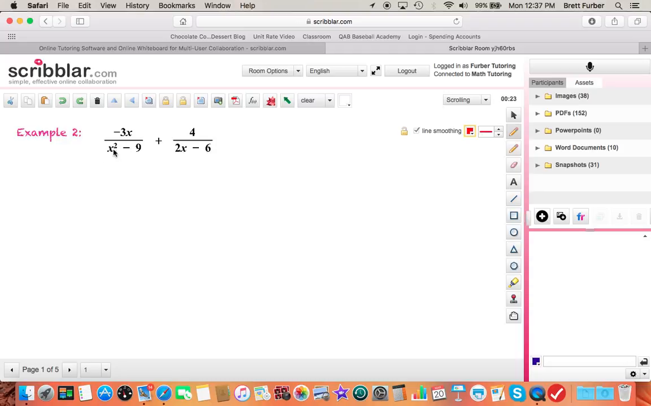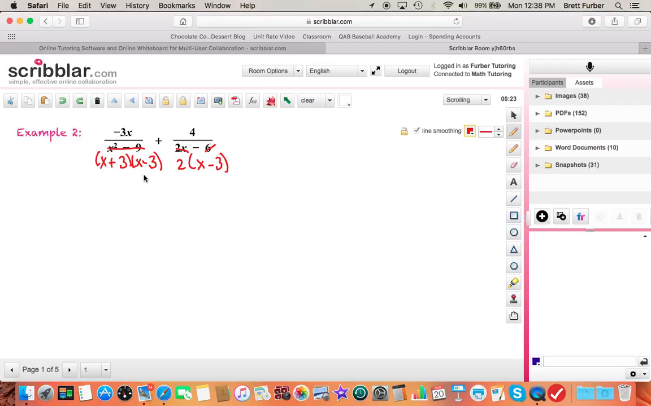x squared minus 9 is a perfect square, or I'm sorry, a difference of two squares. So I'm going to rewrite that as x plus 3 and x minus 3. And then 2x minus 6 has a greatest common factor of 2. So if I do that, I'm going to get 2 times x minus 3.